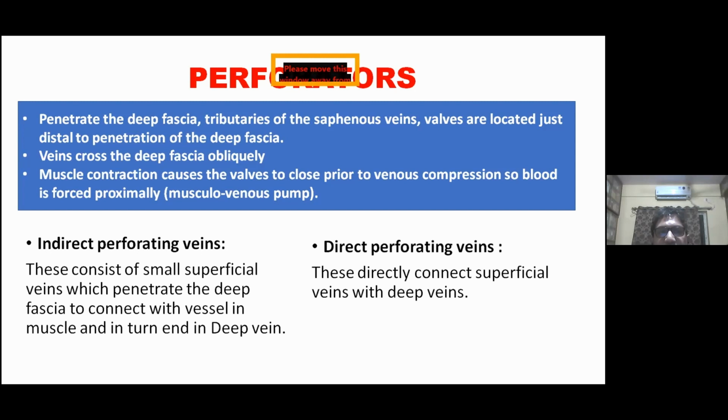Now, there are two types of perforating veins. One is indirect perforating veins, the other is direct perforating veins. Indirect perforating veins consist of small superficial veins which penetrate the deep fascia to connect with the vessels in muscle and in turn end in deep veins. So before going to the deep vein, they first communicate with the muscular veins. And direct perforating veins directly connect superficial veins with deep veins.